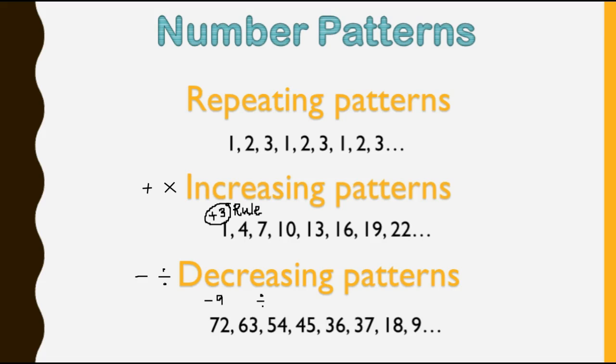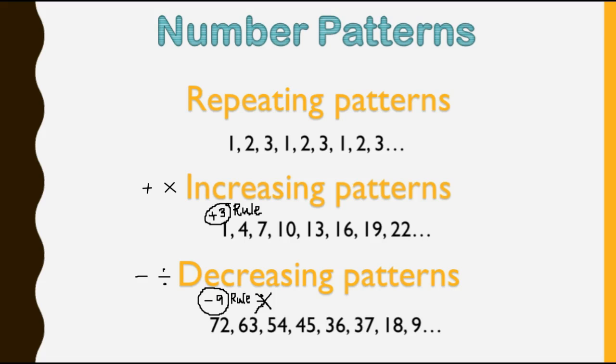No, you could not say you're dividing by 9. Sorry. Because if I said 72 divided by 9, I would get 8. Boy, that would be a big jump. So, no, I was incorrect on that. The rule is you're just subtracting 9. Okay. So that's what you need to look at.